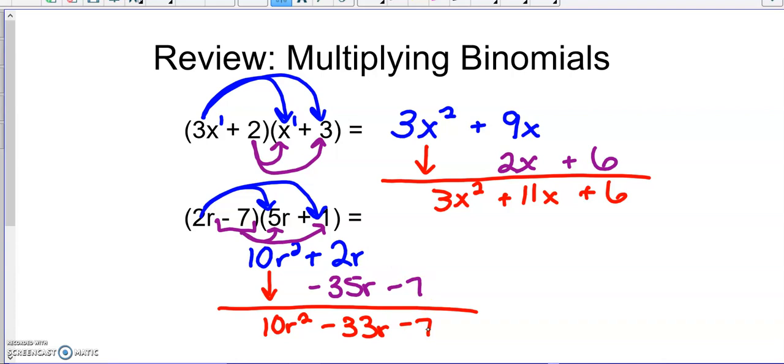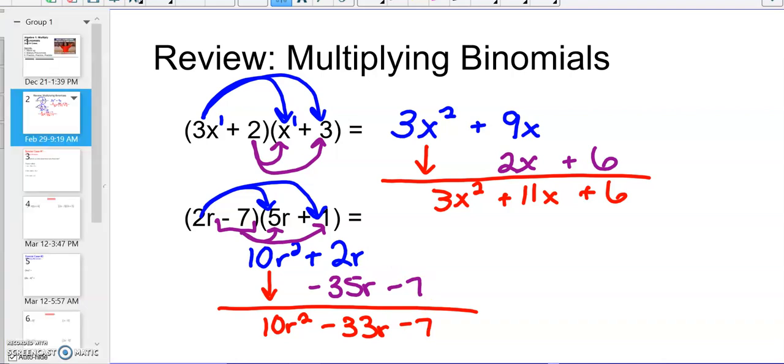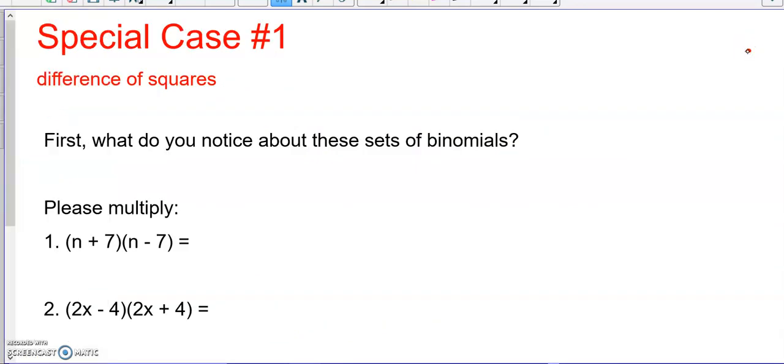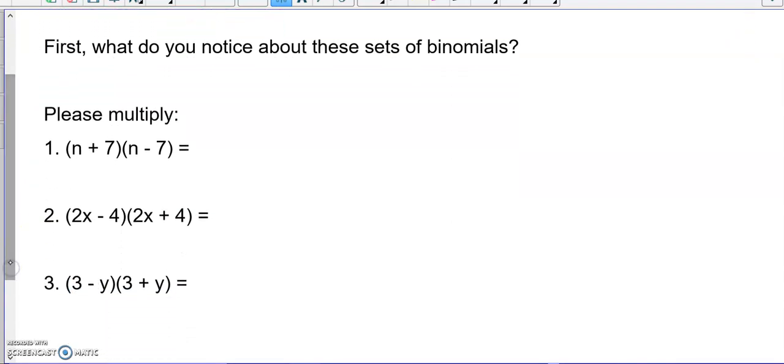Okay, now that we have remembered multiplying binomials, we are going to do the same thing with a different set of binomials, okay? This special case is called a difference of squares. So first, I just want you to look at number 1, number 2, and number 3 and see what you notice about these sets of binomials, okay? So maybe even pause your video and see if you can come up with some sort of pattern in these binomials.